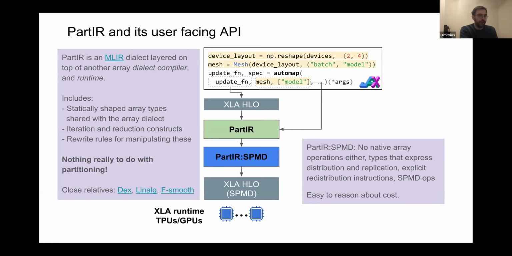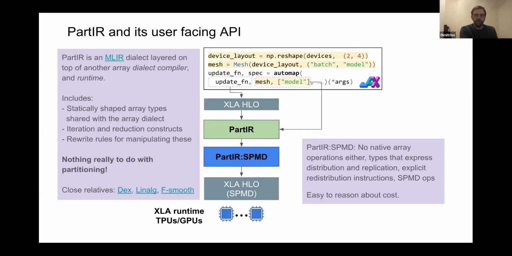It also does not have array operations. It relies on the underlying language's array operations. It rather has types that express redistribution and replication of data on multiple devices. So a type can inform how exactly a value is partitioned on multiple devices, or even replicated, or combinations of these things. It also includes explicit redistribution instructions.